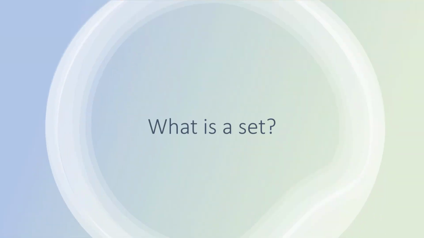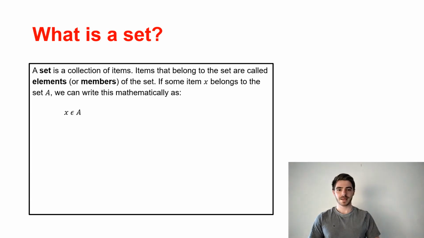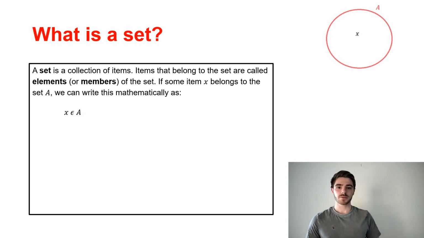Okay, so how do we define a set in mathematics? A set is a collection of items. Items that belong to the set are called elements, or sometimes referred to as members of that set. If some item X belongs to the set A, we can write this using the expression to my left, which reads X is an element of A, where X is the item and A is the set that it belongs to. You can see what this looks like visually with a Venn diagram. You can see that the element X is entirely contained within the circle labelled A.